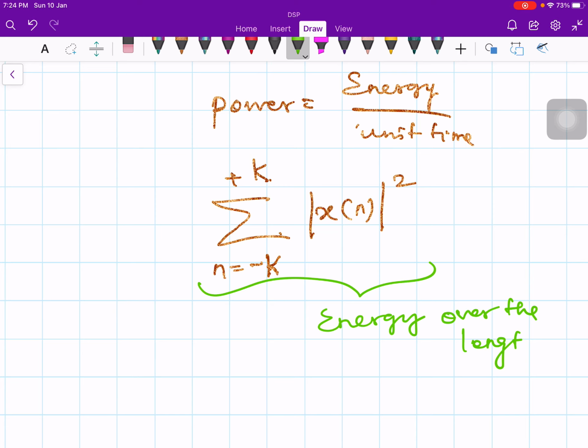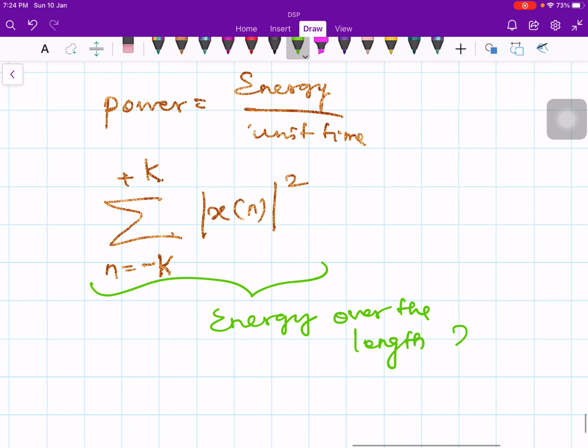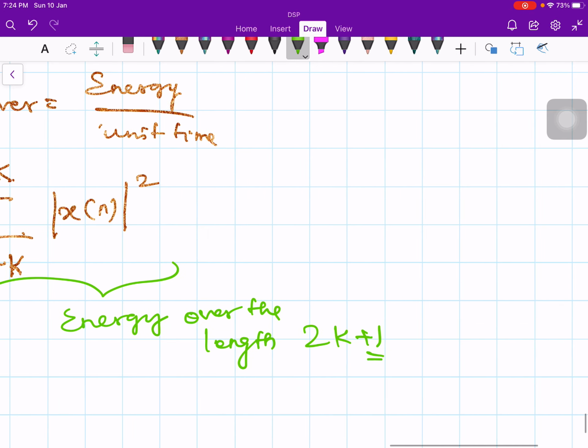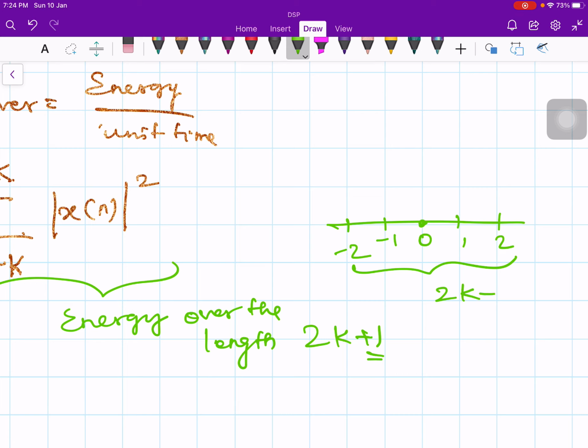Okay, the energy over the length, how much? 2K plus 1, because one sample is sitting at n equals 0, that is why this 1 is coming. Suppose you have the sequence like this, minus 2, minus 1, plus 1, plus 2, there is one sample at n equals 0. So totally how many samples are there? 5 samples. So 2 times K plus 1, here K is equal to 2, therefore 2 times 2 plus 1, it is 5. So this 1 has to come, 2K plus 1 samples.